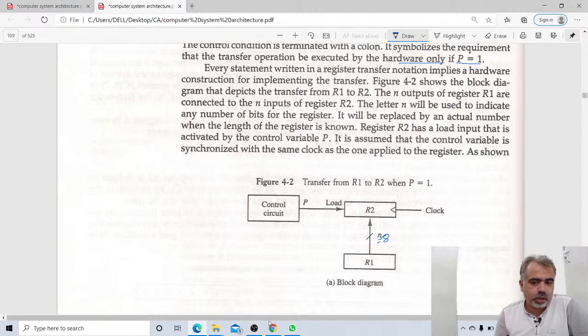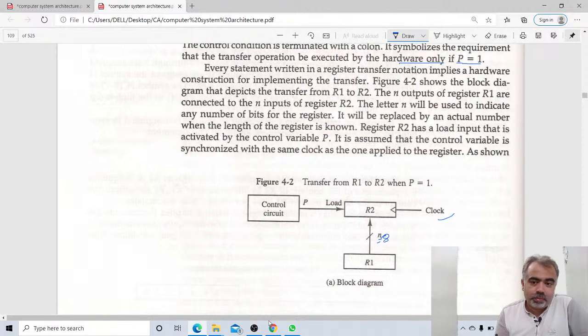Draw a block diagram for transferring 8-bit data from register R1 to R2 when P is equal to 1. So P equal to 1 is a control circuit. You have to connect the control circuit with this transfer, and this slash means n is variable, not 1. If the question asks you to transfer 8-bit data, then you choose n equal to 8, and it means 8-bit data is now transferred from register R1 to R2.